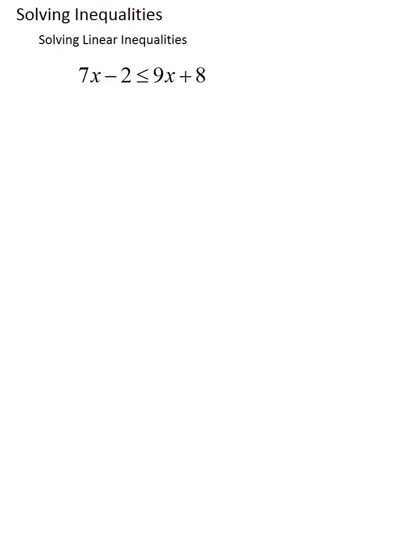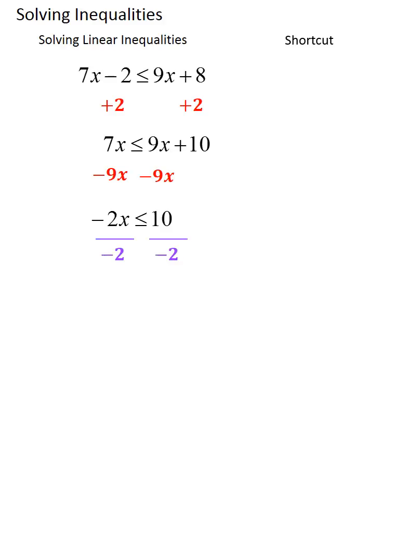Let's look at the same problem again, but this time I'd like to show you a shortcut. Here's a shortcut you may have seen elsewhere. Instead of turning this problem into an equation and analyzing the number line, I could just do the basic algebra to the inequality itself. In other words, I could add 2 to both sides here. Notice what happened. I could then subtract 9x from both sides, notice. And I could then divide by -2.